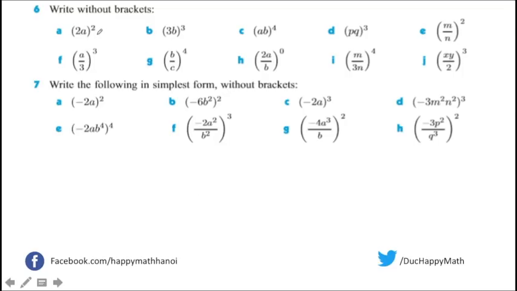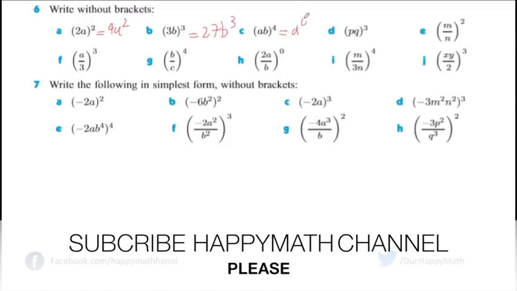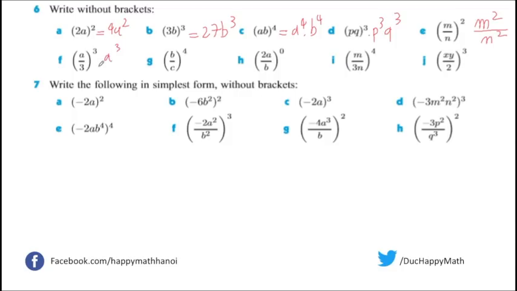So exercise 6, you will have 2 outside, applied for 2 and for a, you will have 4a squared. 3 power 3 is 27, and b squared here, b cubed here, a to the 4 times b to the 4, and p cubed times q cubed, m squared over n squared. a cubed over 27, b to the 4 over c to the 4, and the number with 0 in the power, so you have only 1. m to the 4 divided by 4 and 4 outside, and the last one is xy, 3 outside, divided by 8. That's like this. Okay.